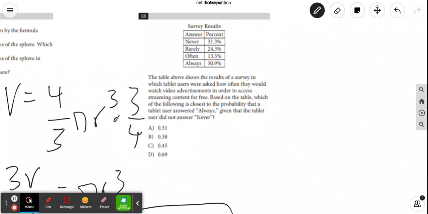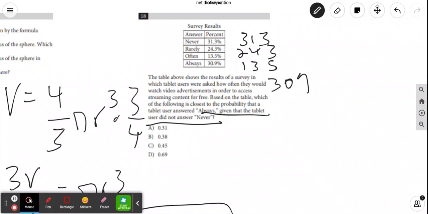So let's do 1,000. If there are 1,000 people and 31.3% of them say never, so that's 0.313, you get 313, and since this is 1,000, you can just move the decimal over. This is 135. The last one is 309. Now, the question says given that they did not answer never. So you take all three of these, add them together, and then the probability of them saying always is just 307 over the sum of all of these.